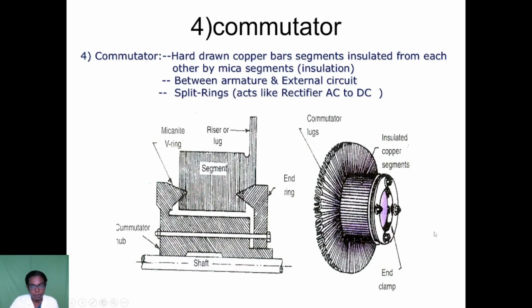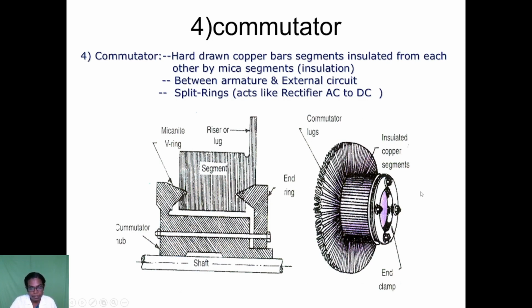The commutator. The commutator has many segments. Its main purpose is to convert the current from positive to negative, and between positive and negative it passes through zero. The main purpose is the switching operation in the commutator. It sits between the armature and the external circuit, as a split ring converting AC to DC. This is the commutator diagram, and this is a practical diagram.